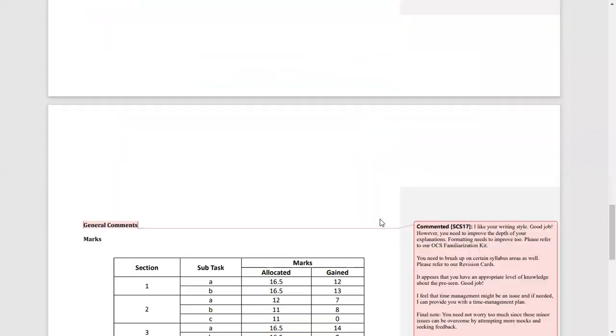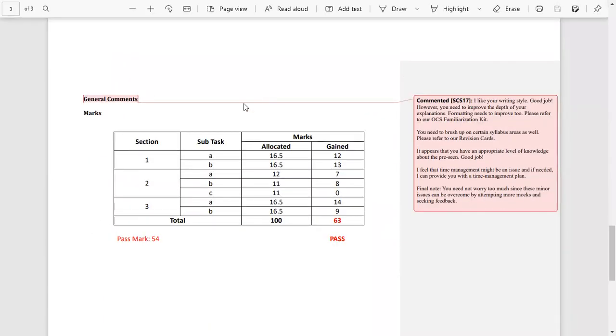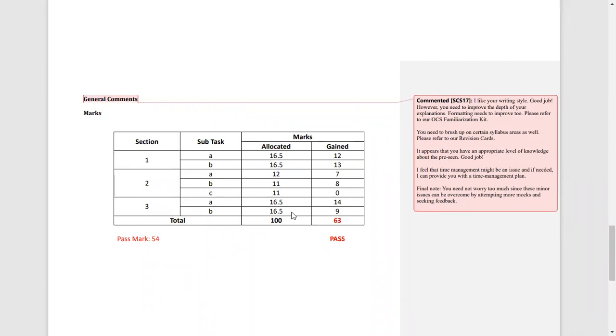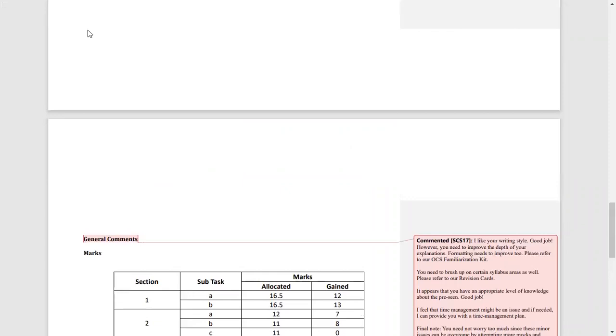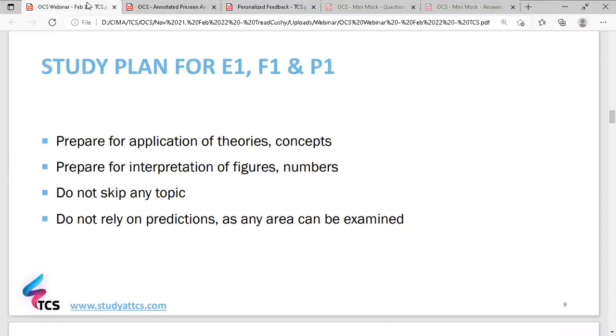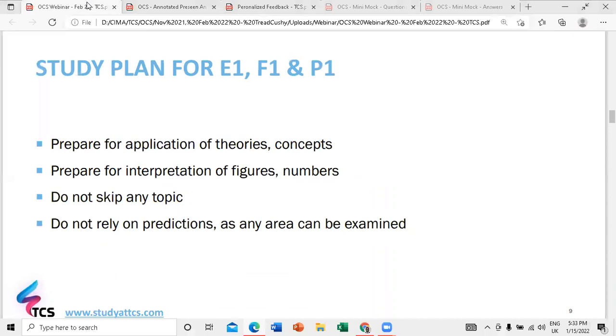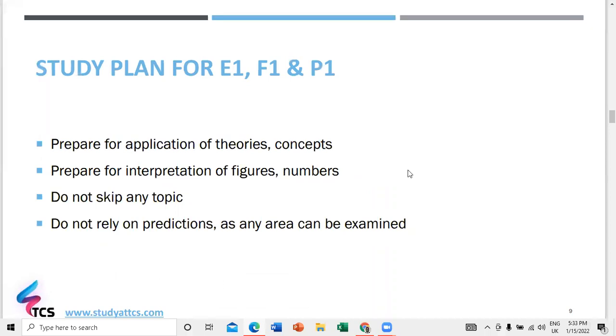So you can see throughout the document, I've provided an in-depth analysis into the answer, highlighting the main points which you need to improve. On top of that, at the very end of each and every feedback, I'll be providing your marks pertaining to each and every subtask, which will help you understand the areas which you need to really polish up. This is the type of feedback which we provide at TCS. All right, let me check the chat once more. Okay, no more questions are there.